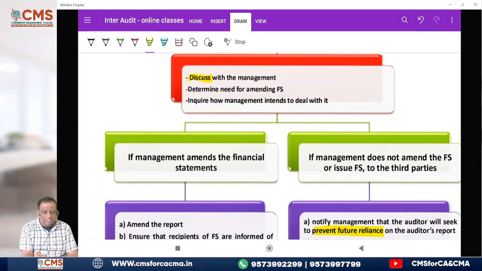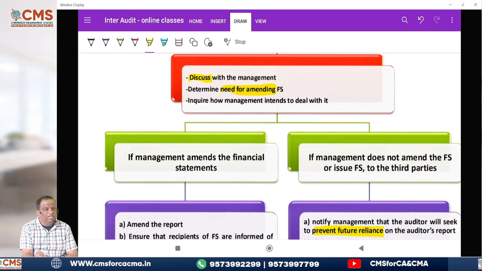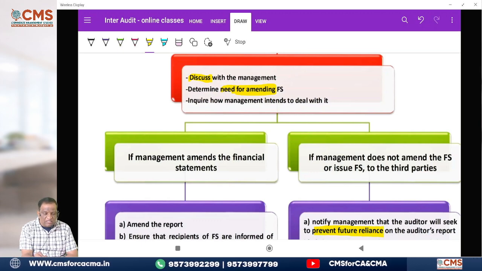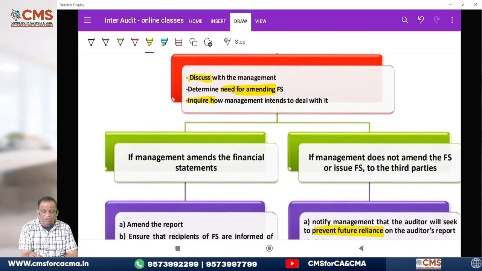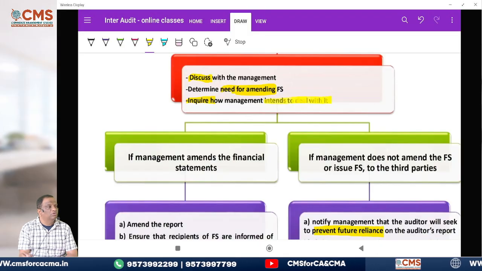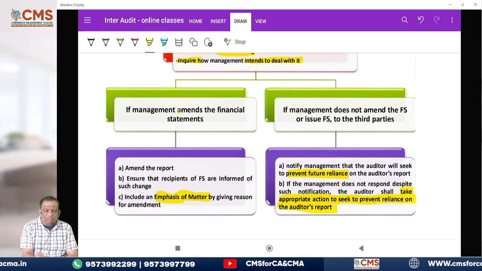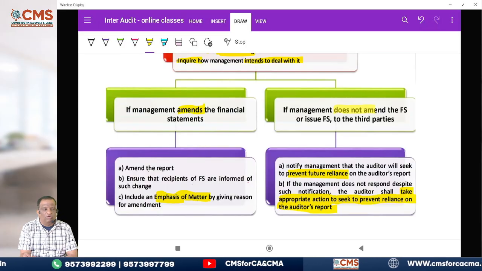And then if they say yes, then what is the need for amendment? So how big is it? If they say no, don't worry, it's small, I will ignore. But if they say it is big, then I will inquire: how do you intend to deal with this? There again, I will have two scenarios. Management may be willing to amend, or management is not willing to amend.